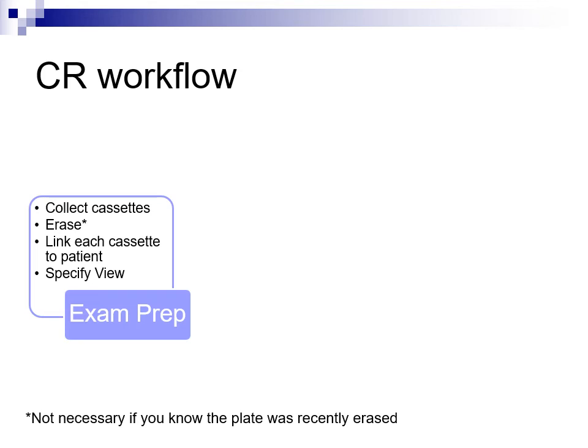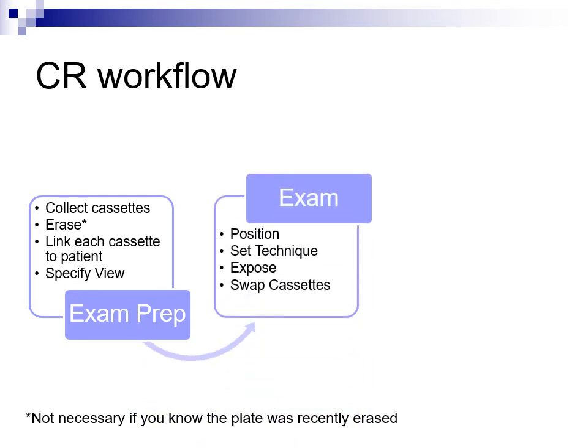Some CR systems may reserve the marking step to prior to scanning, but at some point during the examination, the cassette must be linked to the patient and view information. During the exam, we need to select the cassette for the current view, load the cassette into the bucky tray, position the cassette and the patient, set the technique and make the exposure. To complete the exam, swap a new cassette into the bucky tray and repeat these steps as many times as necessary.